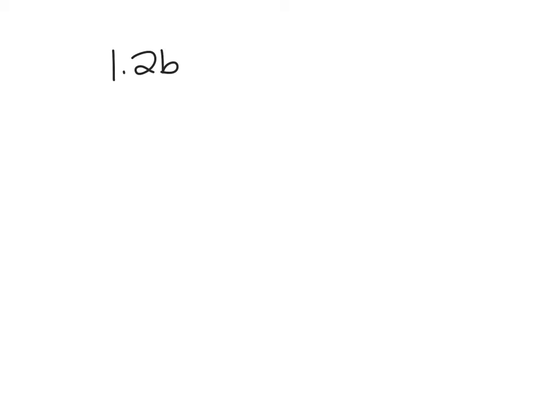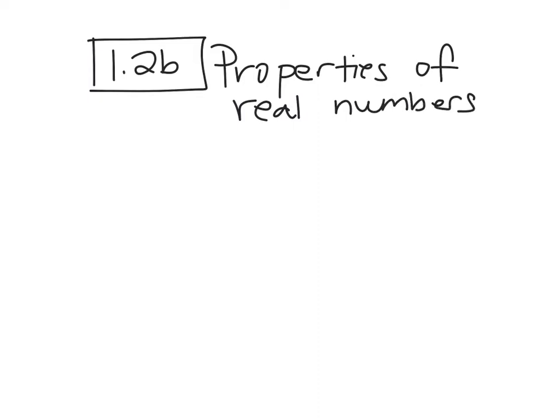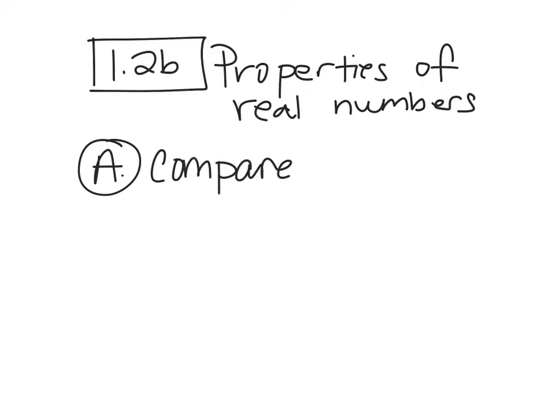Okay, here we go. 1-2B. We're going to do some properties of our real numbers today. Properties of real numbers. I usually like to tell you how many parts we have, that way you're like, okay, how much more do we have to go? We just have 2 parts today. We're going to first talk about comparing numbers, and we're going to graph numbers on a number line. Compare numbers.